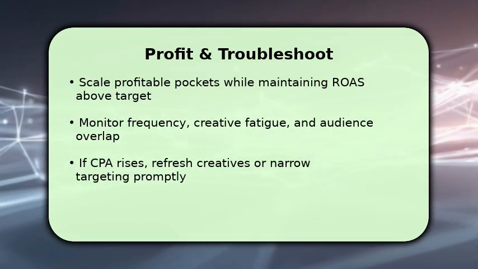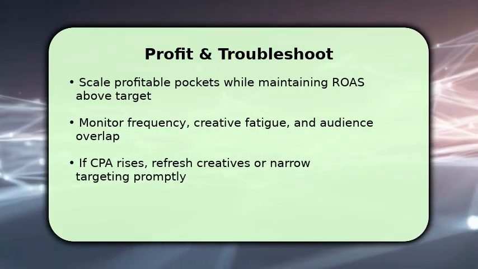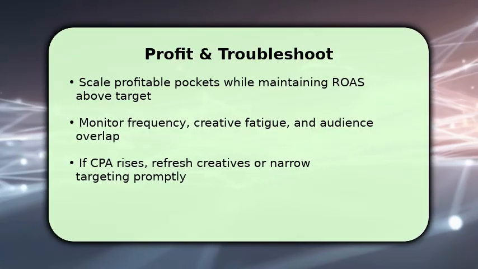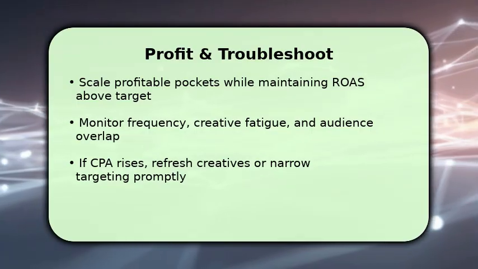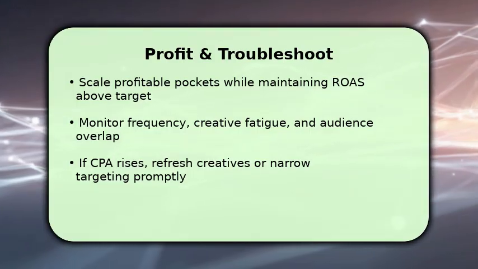If things go wrong, rising CPA, lower conversions, or ad fatigue, pause underperformers, swap creatives, test new landing variants, and tighten targeting. That quick triage usually restores performance before losses compound.